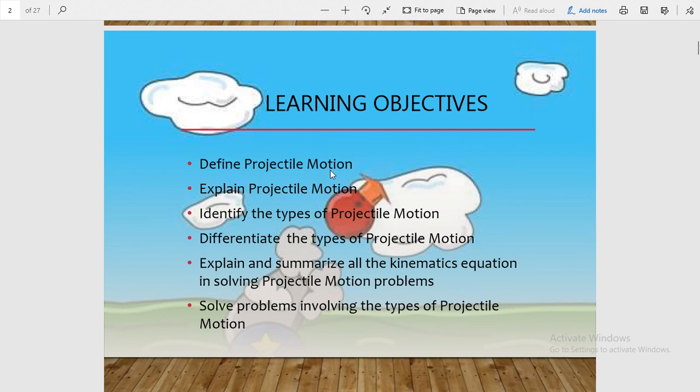Then we will be able to explain projectile motion. After that we can identify the types of projectile motion. The fourth one is to differentiate the types of projectile motion. The fifth one is to explain and summarize all the kinematics equations used in solving projectile motion problems. And the next one is to solve problems involving the types of projectile motion. So these are the learning objectives of this session. Okay, so let us start.